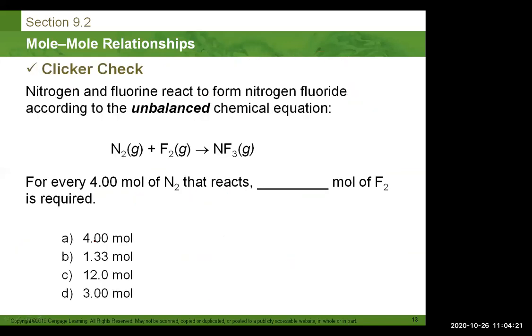All right, so why don't you give this one a go, see what you come up with. We've got nitrogen and fluorine reacting, for every 4 moles of N2. How many moles of F2 would you make? And while we're at it, why don't you do how many grams of F2? And fluorine is 19 grams per mole. So take a minute or two and see what you come up with.